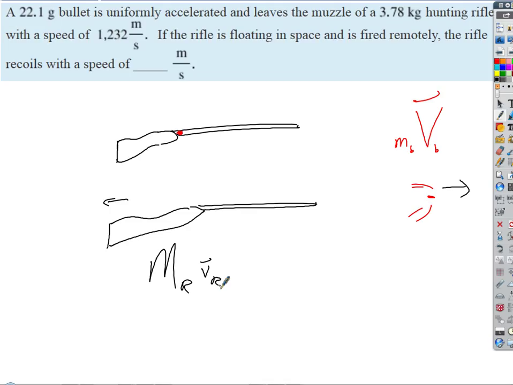So anyway, that's how you do this problem, right? If we know what the momentum of the bullet is in this direction, the rifle would have to have an opposite momentum in the other direction, right? And if we divide the momentum by the mass of the rifle, we should get its velocity. Okay? What was the answer? 4.96. It's gonna be a relatively small number, but that's why you get recoil too, though, right?